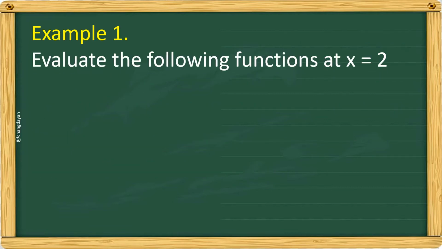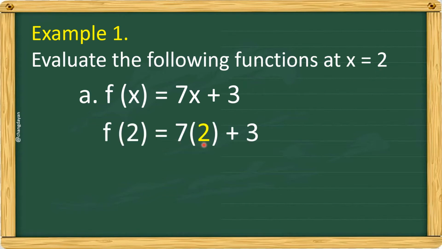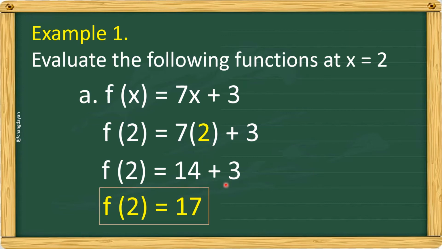Now let us have example number 1. Let us evaluate functions at x equals 2. Meaning to say, if we have here f of x equals 7x plus 3, substitute our x, which is 2, and you'll have here 7 times 2. Again, substitute 2 to your x. We substitute 2 here, and we substitute 2 here. Going on, you'll have 7 times 2, 14, plus 3, and our f of 2 is 17.